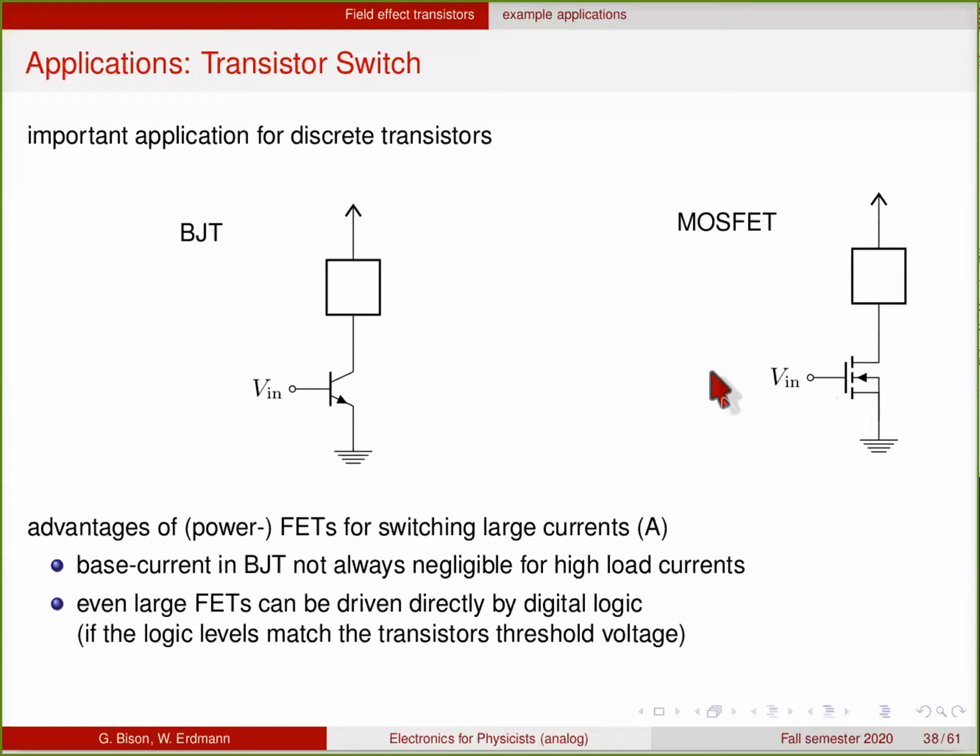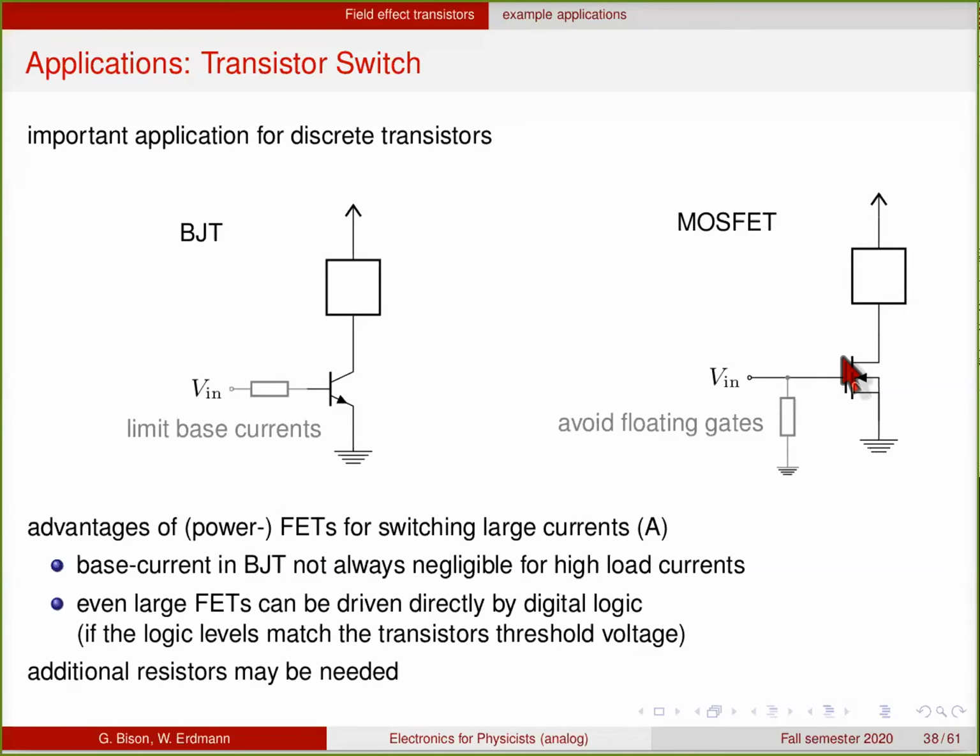So this means that even large field effect transistors can be driven directly by digital logic. However, you must make sure that your digital logic goes high enough to go above the threshold voltage of this transistor, of course. In both cases, you will often need additional resistors. In case of the bipolar transistor, to limit the base current. So these can be substantial when you're switching a large current here. Then you may need a significant base current, or if you go to the full swing of your logic here, then that's of course much too high, and you will saturate the transistor, and you need to limit the current that flows in. So there will be usually a series resistor here.